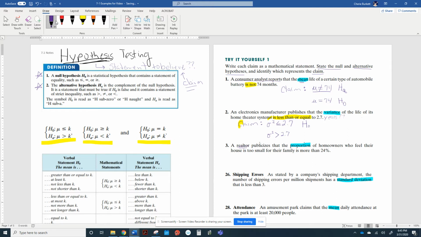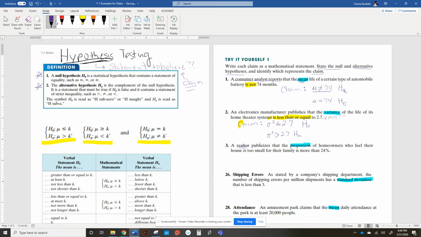These two conditions right here are all the total possibilities. You're either going to be less than or equal to 2.7 or you're going to be greater than 2.7. These two are complements of each other, and you put them together, you've allowed for every possibility. Since this is a statement that does not contain equality, it's going to be the alternative hypothesis. And that's all you have to do.